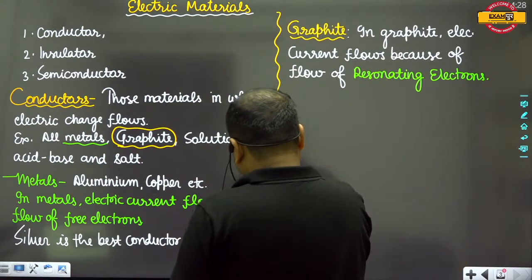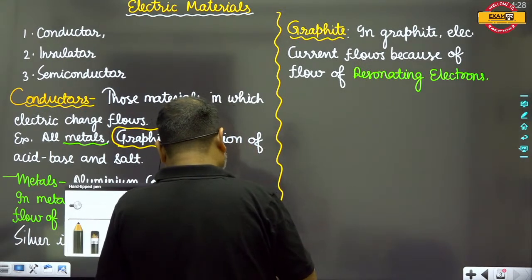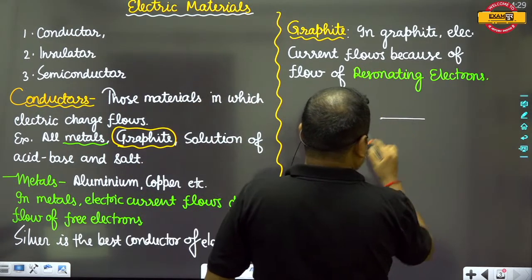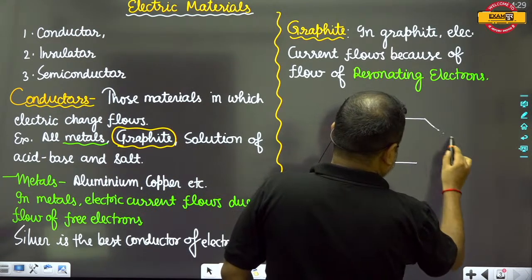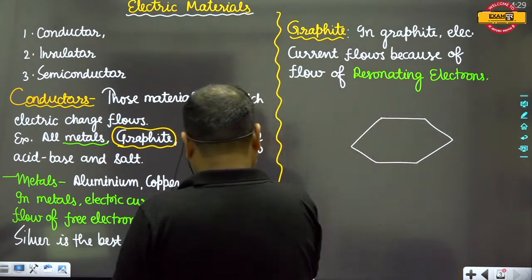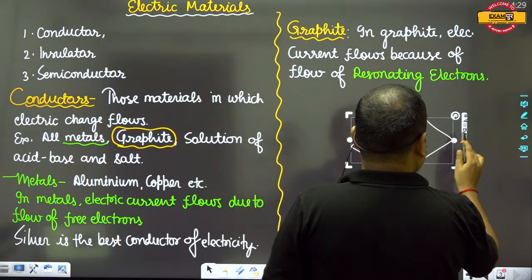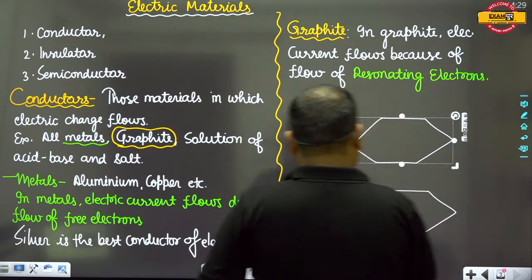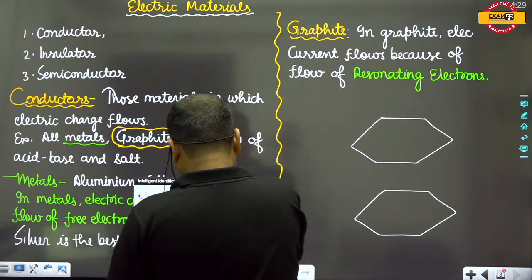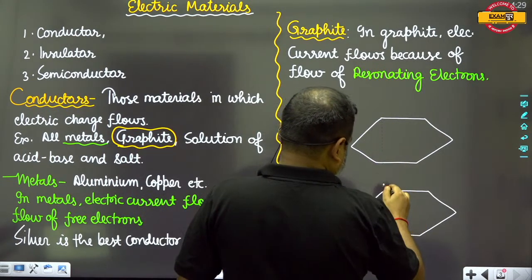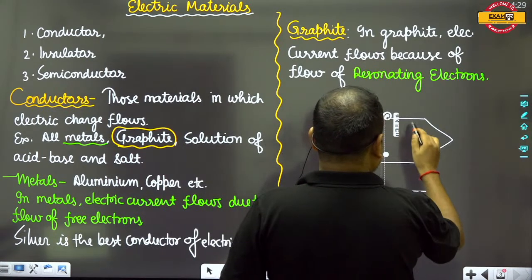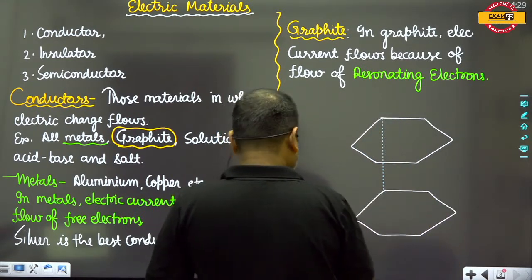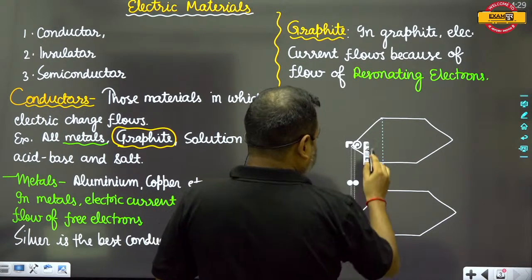Now just see the structure of graphite. Graphite looks like this. This is a hexagon, and it looks like this.